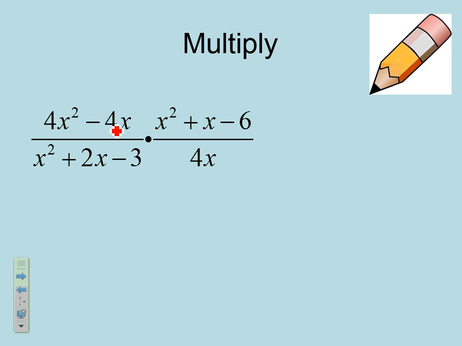4x squared minus 4x. Let's factor that. We can take out a 4x. What are we left with? X minus 1. Let's factor the bottom. 1 times negative 3 is negative 3. Two factors of negative 3 that make 2 are 3 and negative 1. I'm going to put those in my squares.